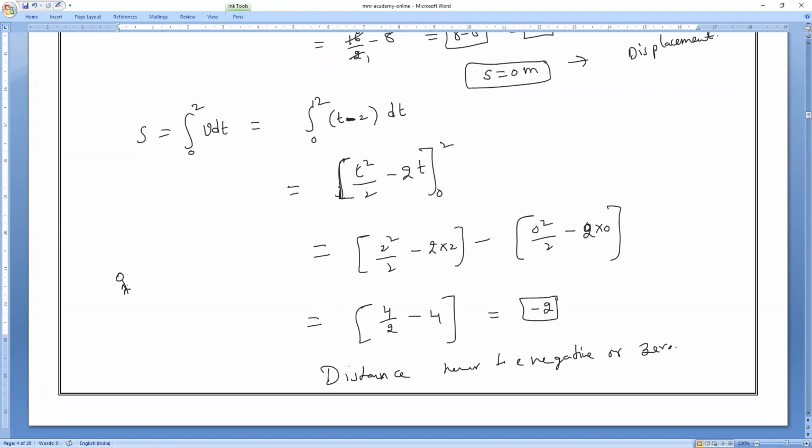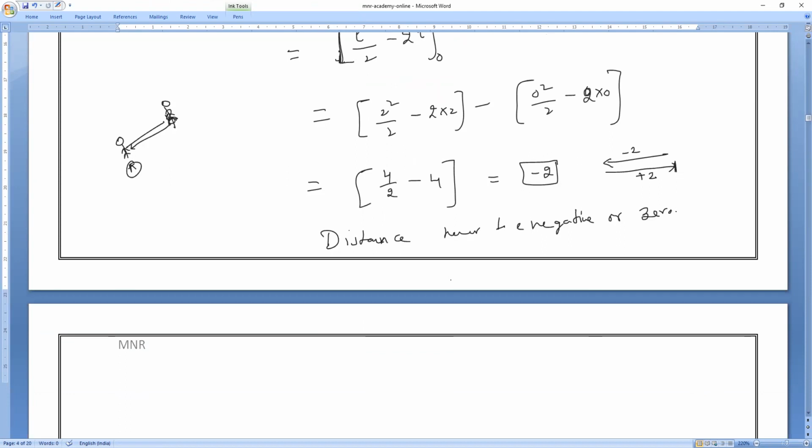For example, Mr. Rudreswar started from point A and went to point B, and again came back to point A. Then what is the displacement done by him? Zero. Let me take the same point. He traveled minus 2 meters, and again, to become zero displacement, he travels plus 2 meters. But distance will never be negative.